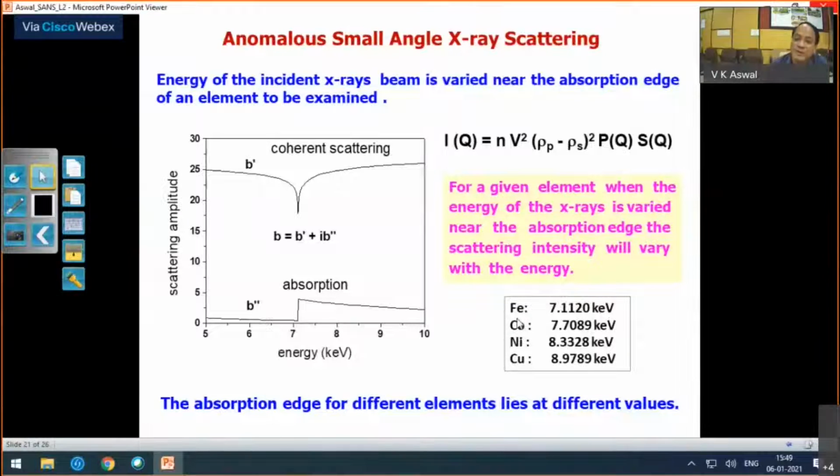Let's say you have to see a particular component. So let's say you want to see cobalt, then you vary the energy near the Fe. So that will be contrast match, and you only get the scattering from the cobalt. So it's a very powerful technique to look at systems which otherwise are not possible to see.